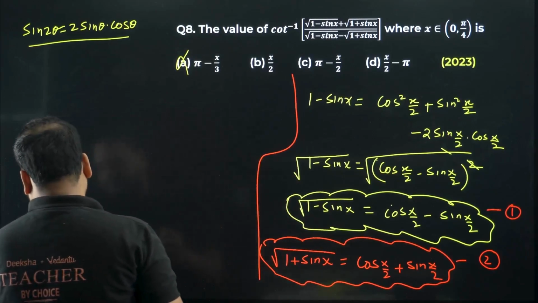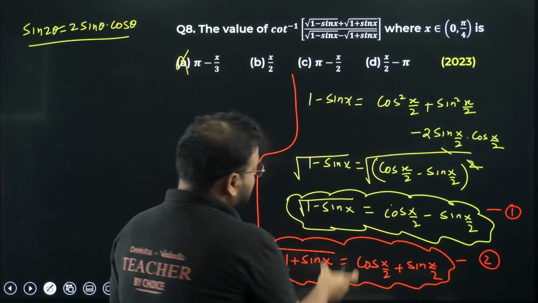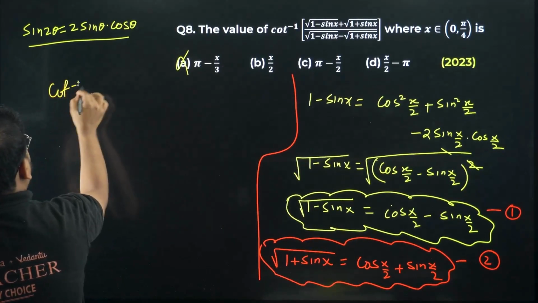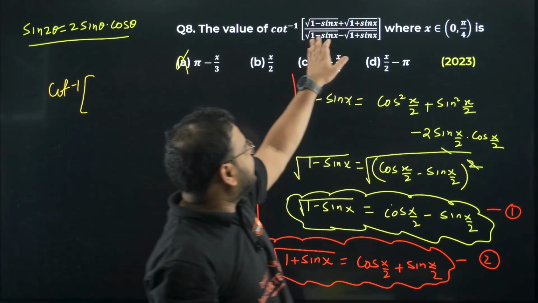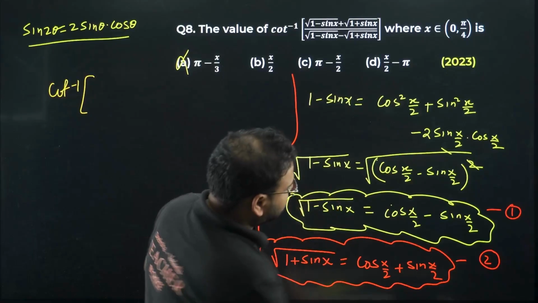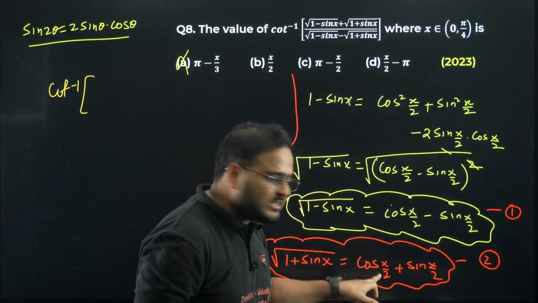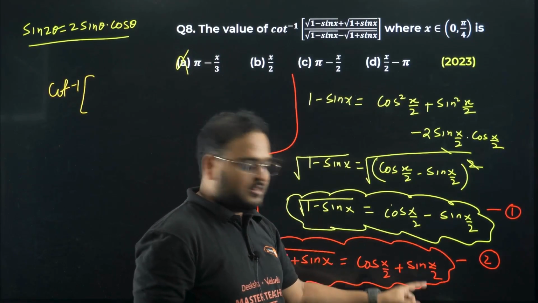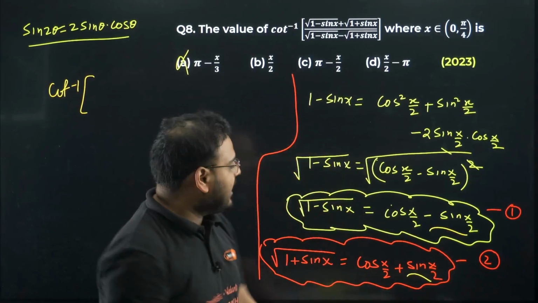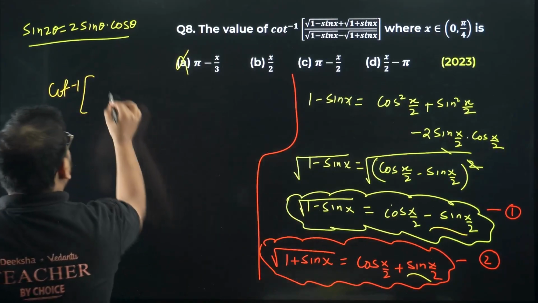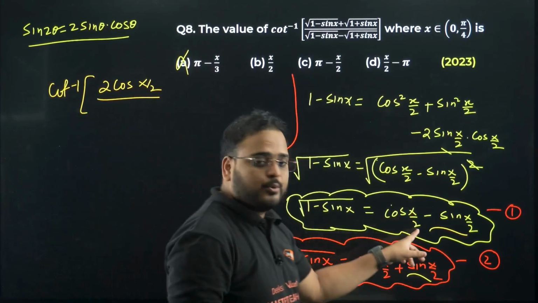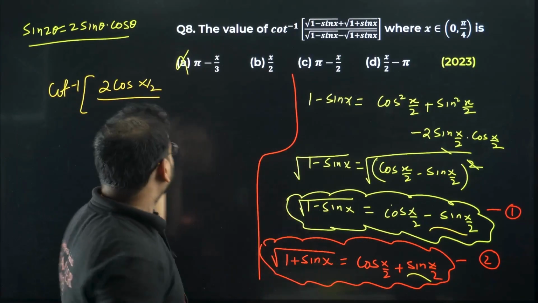Now I'll move on to the next set of steps. Using these two conditions, 1 and 2, in the expression that is given to you. Have a look. We have cot inverse outside. We have root of 1 minus sin x plus root of 1 plus sin x. Basically, you have to add these two equations. Add 1 and 2. What do you get? Cos x by 2 plus cos x by 2, and sin and sin cancel. This is minus and this is plus, so they will cancel each other. I have only cos plus cos, which is 2 cos x by 2. The angle is x by 2, right?